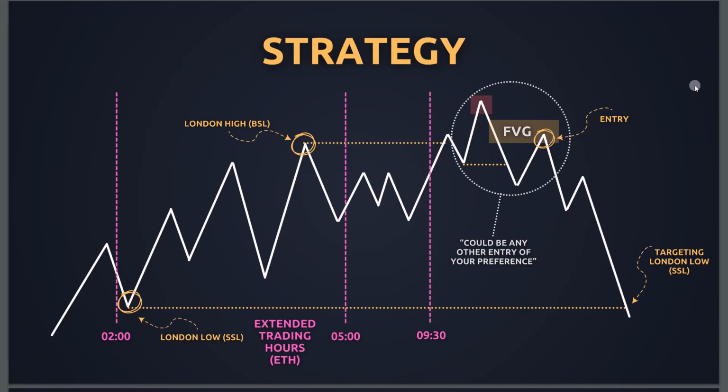Now, if you need to understand this more, make sure to stay until the examples where everything is going to be more clear, as well as looking at my Asian session strategy. It's very similar to this one.